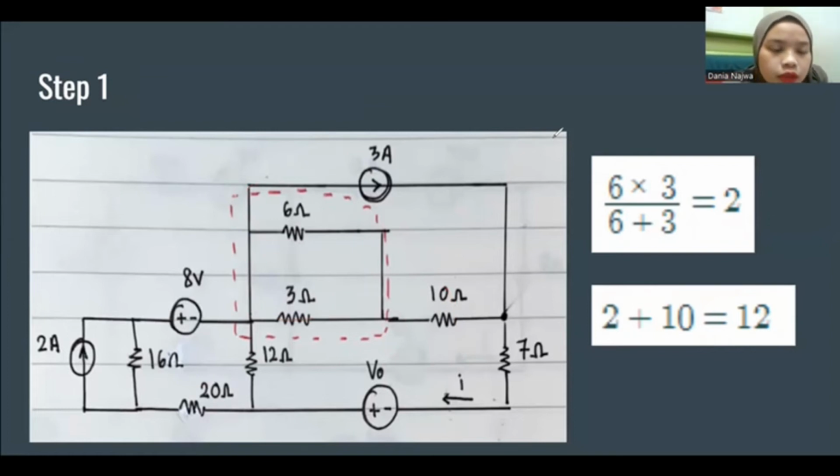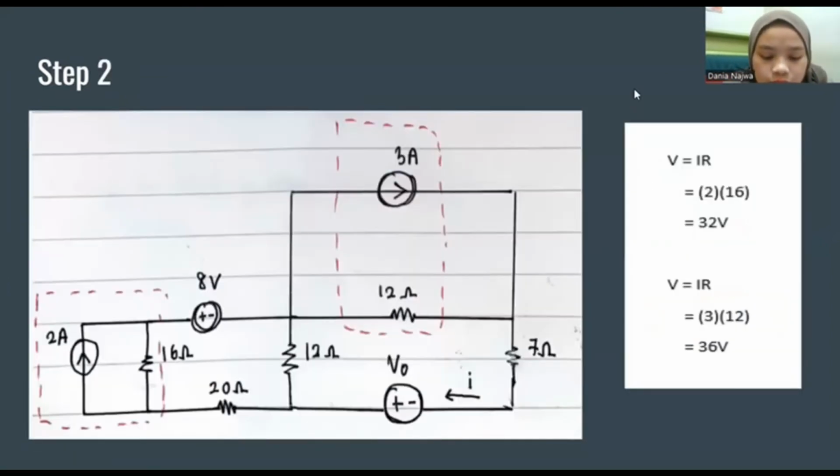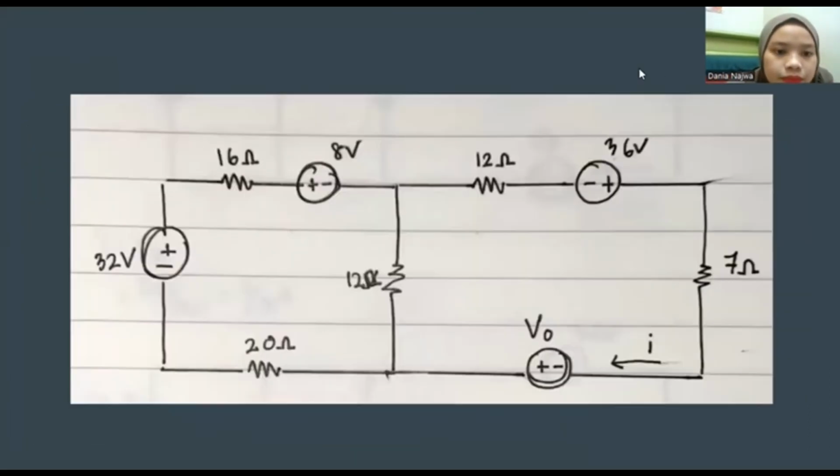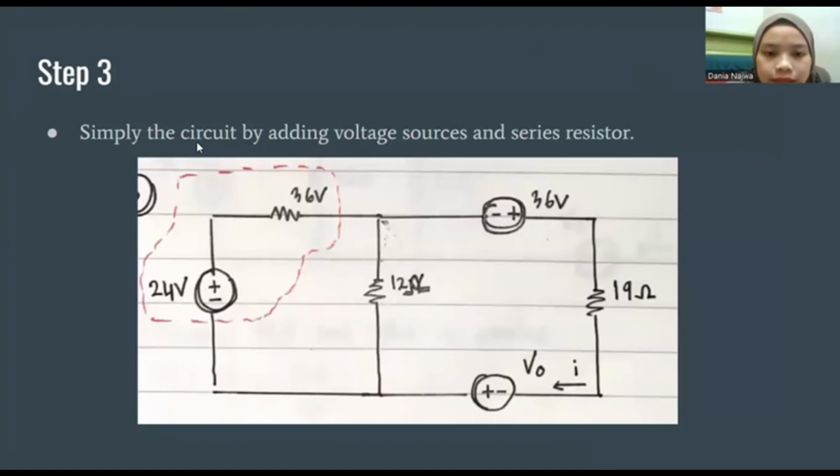And then step number 2 is using source transformation for both current source to voltage source. And then V equal to IR. So 2 ampere times 16 equal to 32 volt, and 3 ampere times 12 equal to 36 volt. So the step number 3, simplify the circuit by 18 voltage source and series resistor.